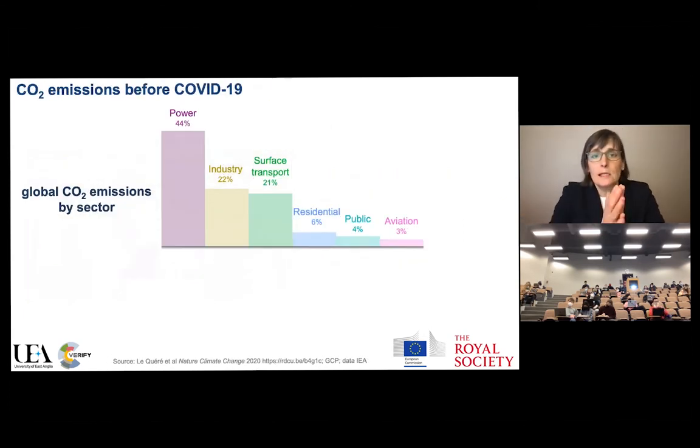And so we split the emissions of CO2 among their emitting sectors. CO2 globally comes from power, so generation of electricity mainly, industry, then surface transport, so that's cars and trucks and vans, buildings, so residential and public, there are two types of building, and aviation. And the percentage that you see over there is how much these sectors produce in terms of emissions.